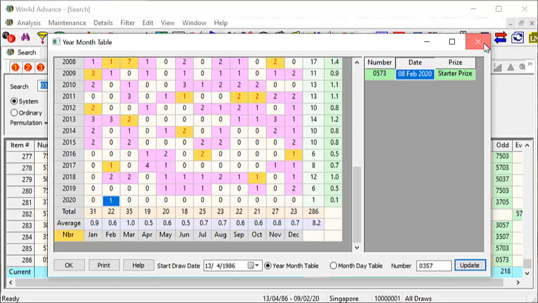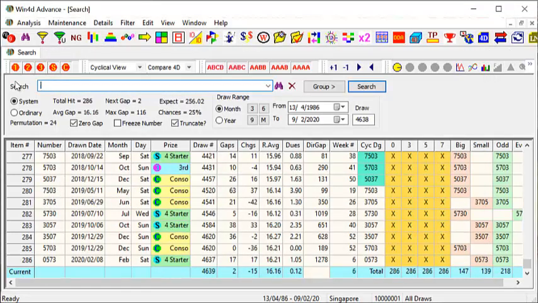So let's get back to all the sets of numbers I have for you. One of them is 1368. Another set is 3489. Another set is 4589. The last set is 0357.